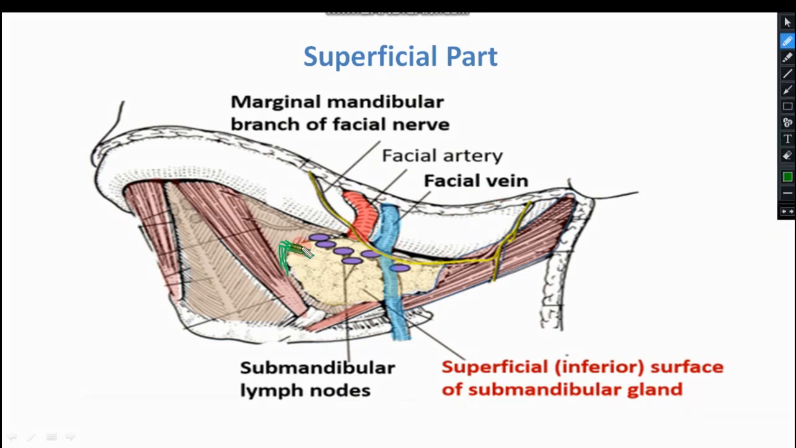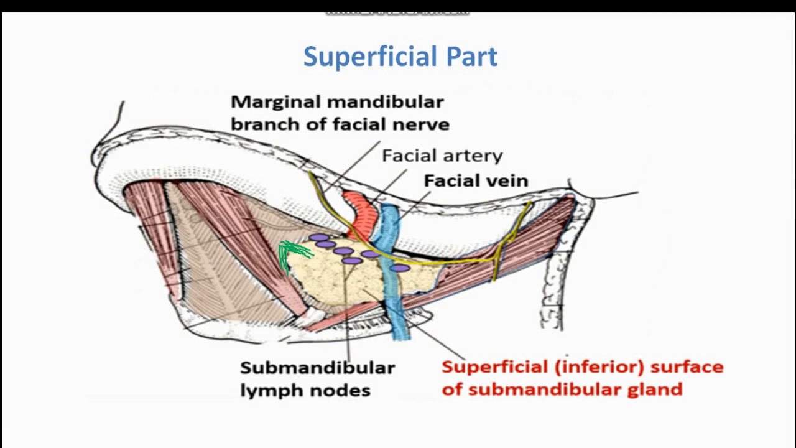This is the deep cervical fascia, and it is split into two parts. One part covers the inferior surface as a whole, meaning it covers all of it. This is the deep cervical fascia covering the inferior surface, and then one part has split here. This part moves and covers the medial surface of the submandibular gland.